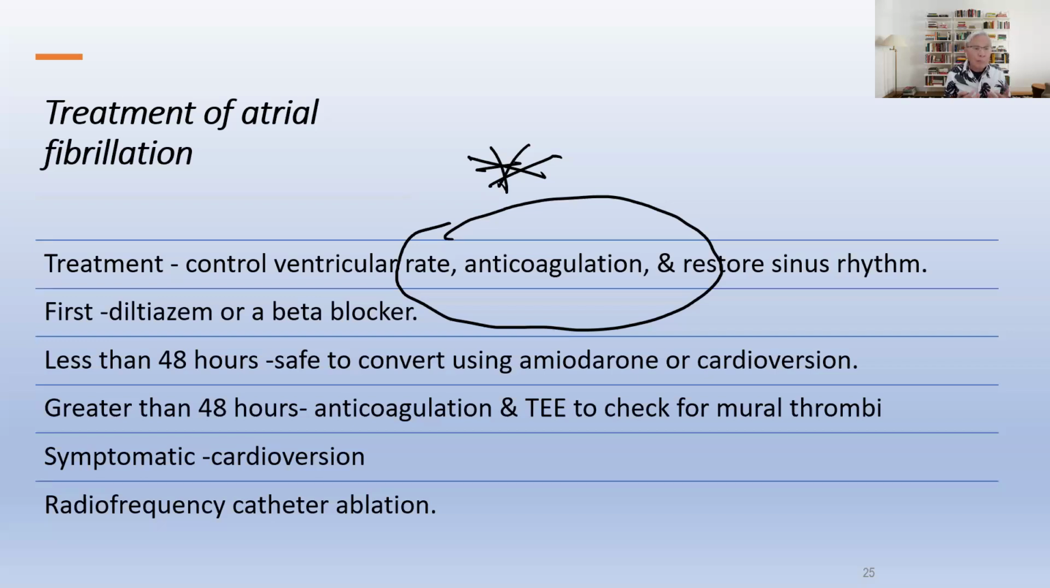Diltiazem or beta blockers are usually given in order to control ventricular heart rate, or it could also be that we can have cardioversion as an option if the patient is going to be symptomatic. So that's all I want to tell you about atrial fibrillation.